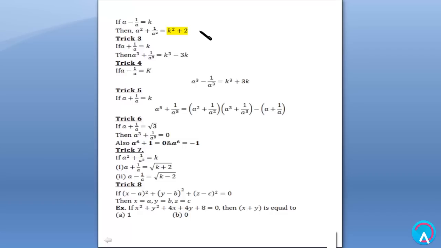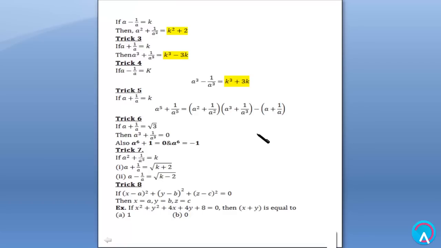Then moving on to the third trick, if a plus 1 by a is equal to k, then a cube plus 1 by a cube is equal to k cube minus 3k. Moving on to the fourth trick, if a minus 1 by a is equal to k, then a cube minus 1 by a cube is equal to k cube plus 3k.